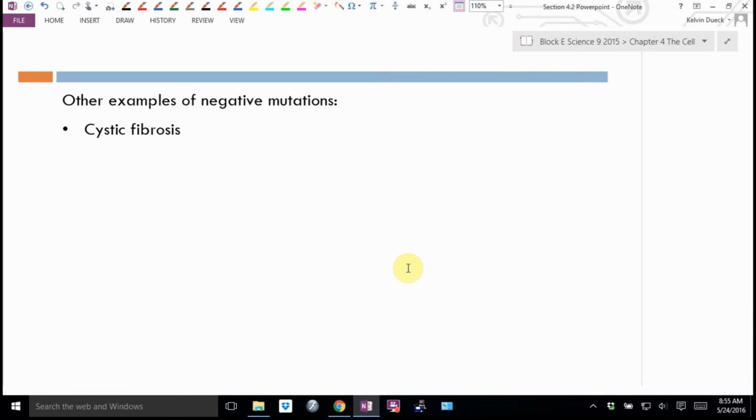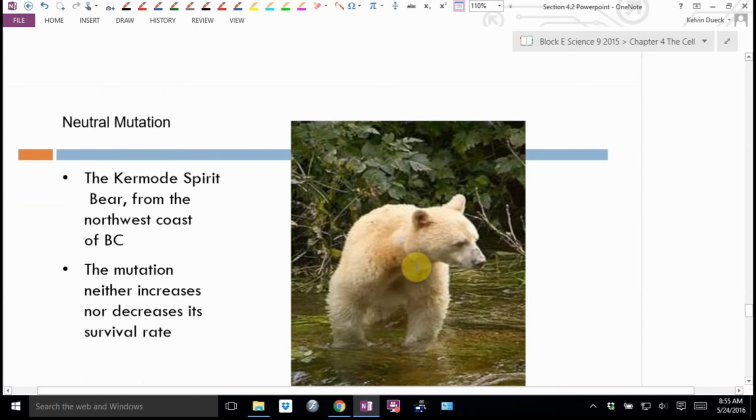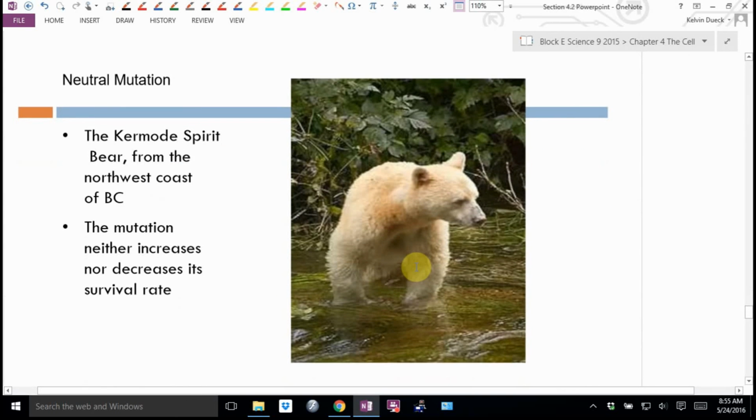So we have positive, we have negative, then we have some that are neither, neutral mutations. As an example, we have the Kermode spirit bear from the northwest coast of BC. I don't know whether it's pronounced Kermode or Commode. I think it's Kermode, but I'm not sure. This is a species of black bear that has developed a mutation so that some of the bears, even though they're black bears, don't pass on the gene that makes their fur black, and their fur is an off-white color. Why is it neutral? It neither increases nor decreases its survival rate. It just is.